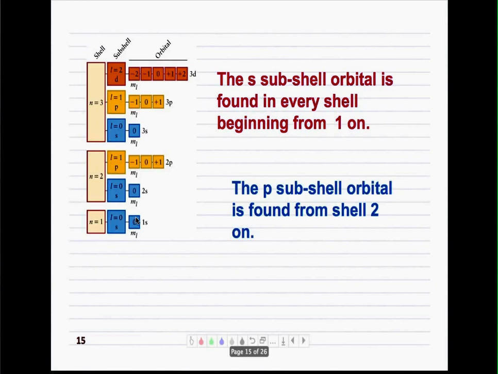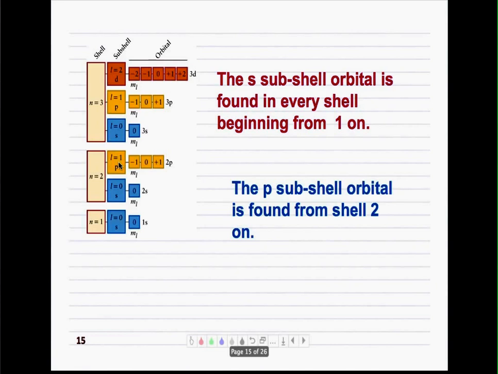Okay? Now, let's go to the second floor. For the second floor, L can be any value from 0 to n minus 1, so it can be 0 or 1. That means on the second floor, I can have a 1-bedroom apartment. Why? Because I have L equals 0, and L equal 1, which is the 3-bedroom apartment, which is P.